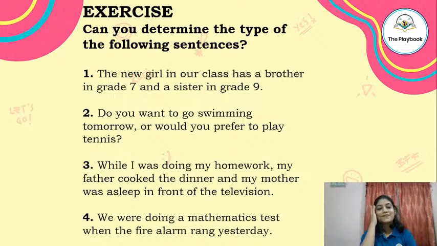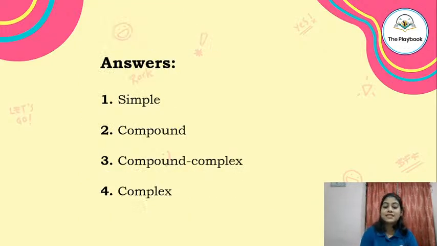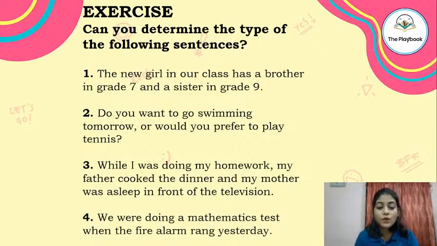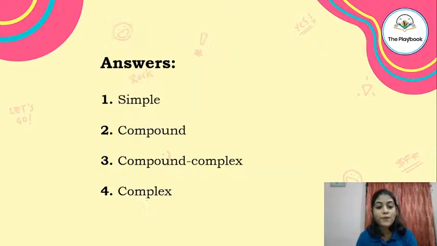All right. Now, look at the second one. What's the answer? The answer is it's a compound sentence. Do you want to go swimming tomorrow or would you prefer to play tennis? Can you see the two clauses can stand all alone by themselves? Do you want to go swimming tomorrow is itself a question, an independent clause, an independent thought. Would you prefer to play tennis? That is also an independent clause. So both of them, if separated, can stand alone. Hence, it is a compound sentence.